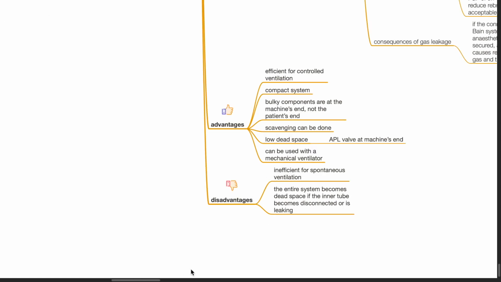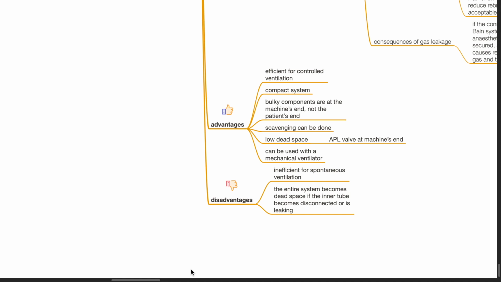Advantages of the Bain system. It is efficient for controlled ventilation. It is compact. The bulky components are at the machine's end and not the patient's end. Scavenging can be done. It has low dead space. The APL valve is at the machine's end. The Bain system can be used with a mechanical ventilator.